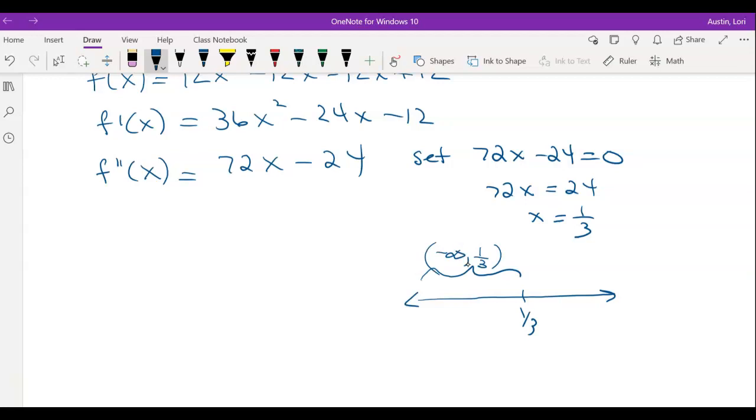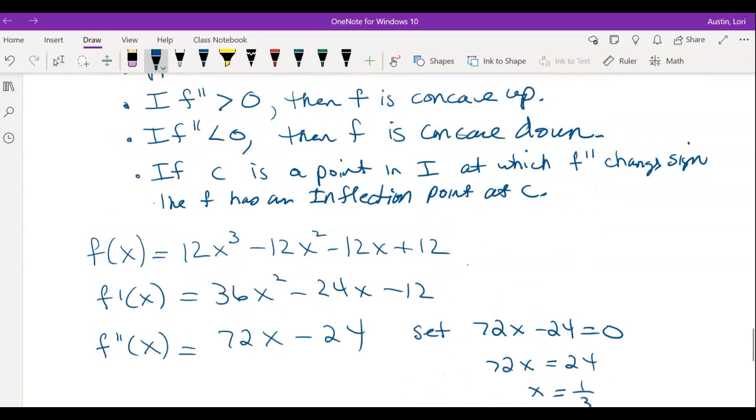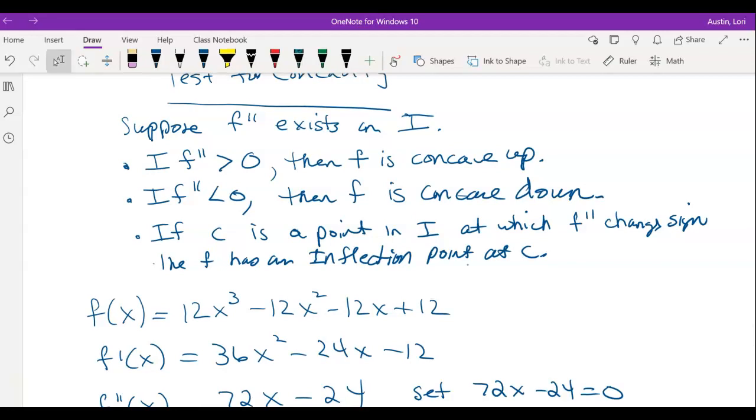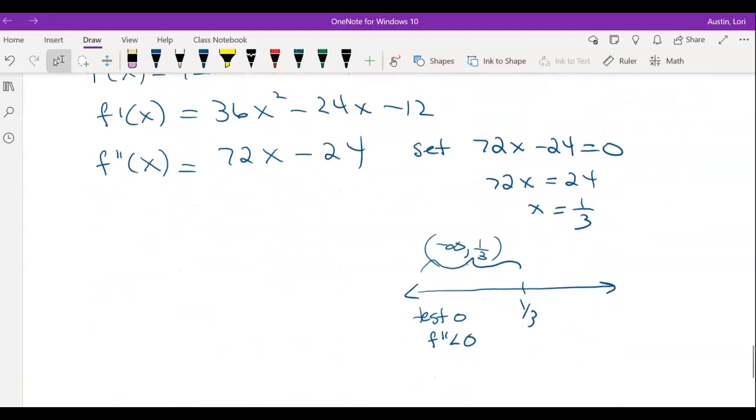All right, so look at your second derivative. Think about putting, I don't know, 0 into it. You're going to get a positive or a negative value. What are you going to get? If you test 0, then f double prime is definitely less than 0, correct? And what do we say happens when f double prime is less than 0? We are concave down. So this is concave down. What happens after 1/3?